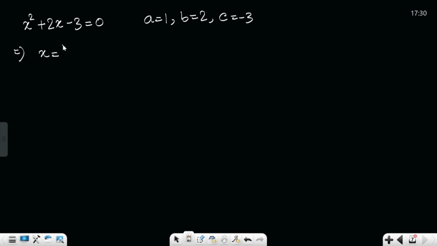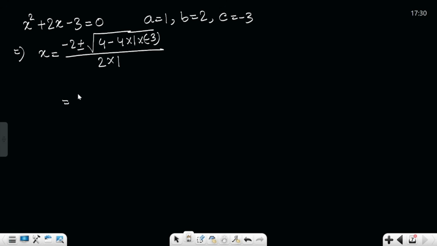Let us take the equation x square plus 2x minus 3 equal to 0. So we will apply that formula. In this equation, a is equal to 1, b is equal to 2, and c is equal to minus 3. Let us apply the formula. So x equals minus b, minus 2, plus minus root of b square, which is 2 square, equal to 4, minus 4 into ac, 4 into 1 into minus 3, divided by 2 into 1, 2a.